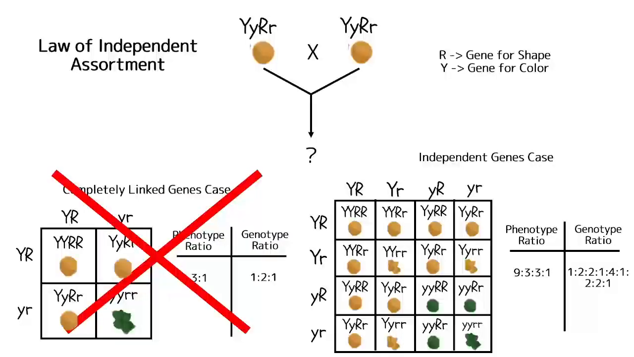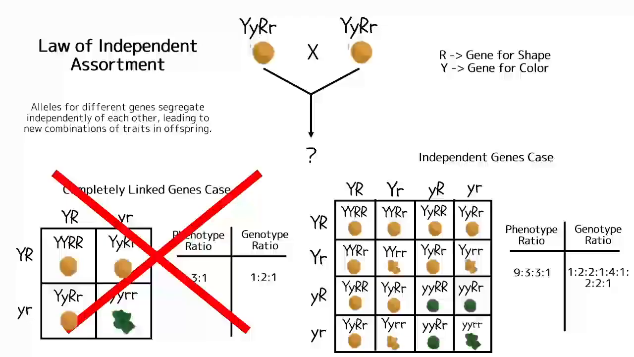As such, you can define the second law, the law of independent assortment. The alleles for different genes segregate independently of each other, leading to new combinations of the traits in offspring. Of course, this is the only case for Mendelian inheritance, and as you will see in future videos, the genes can actually be linked, and this was visible in Morgan's experiments, and we will discuss it later on.